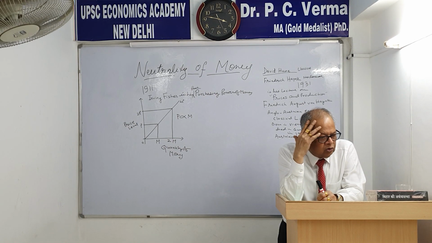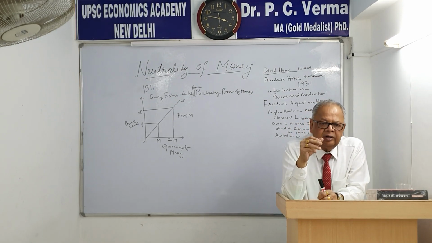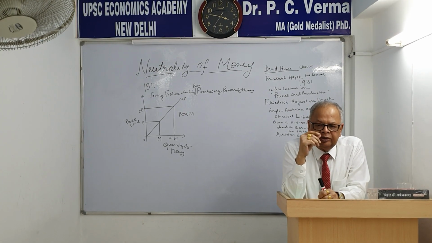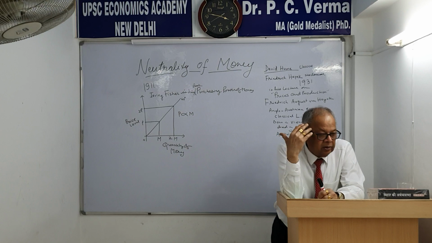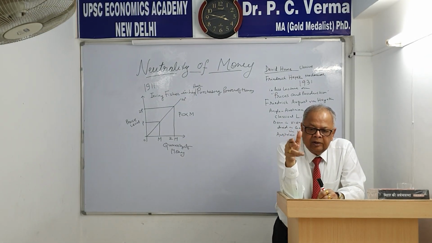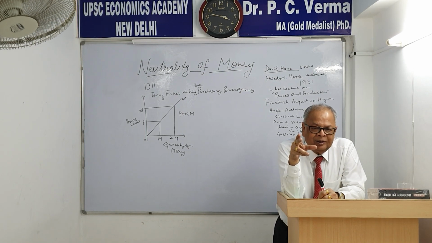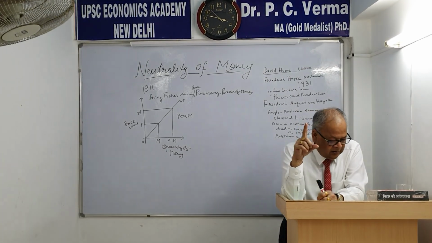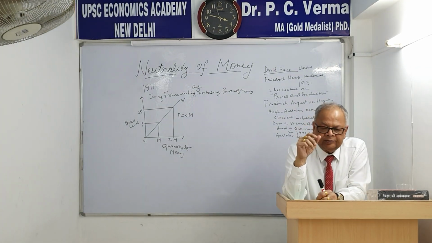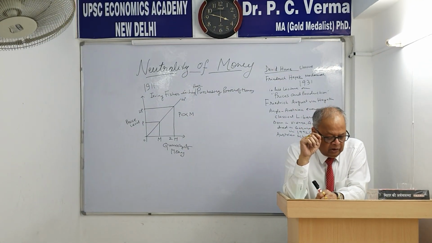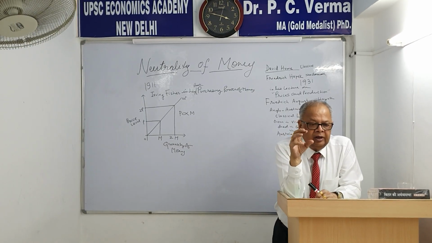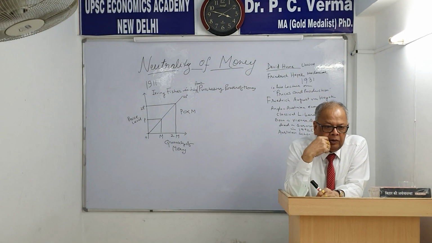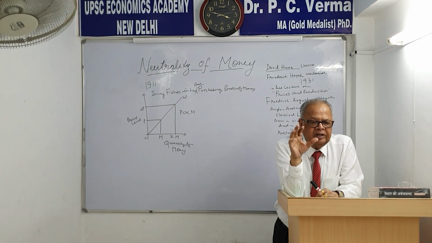Write down, according to Friedrich Hayek, real variable number one is employment. Number two, real variable is real GDP. And third is real consumption.